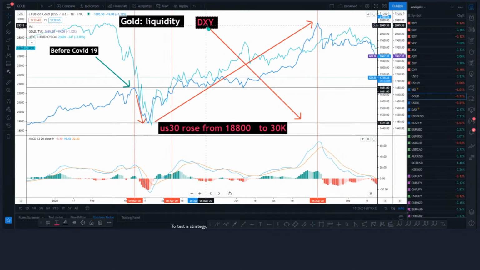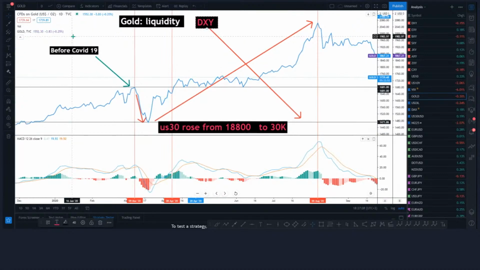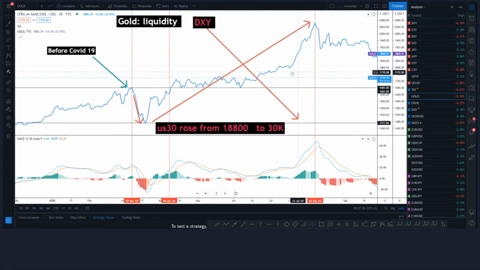So the DXY did crash so badly, and the Dow Jones is on fire. What would you expect the gold to do? The DXY is coming down, the gold is rising. Okay, guys, the gold is rising. So I'm just gonna remove the Dow Jones from here to make things easy. Till this point, we knew what happened here, here, here, and here, and that's why the gold is at 2090.